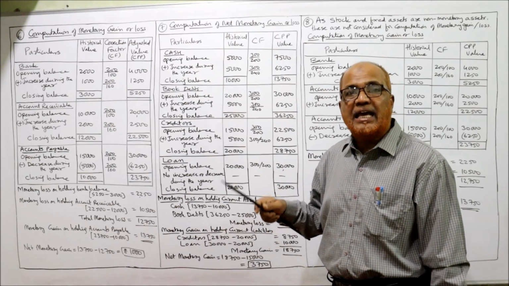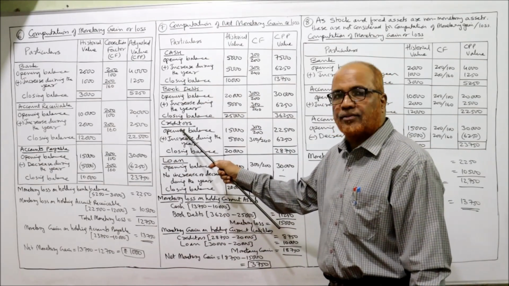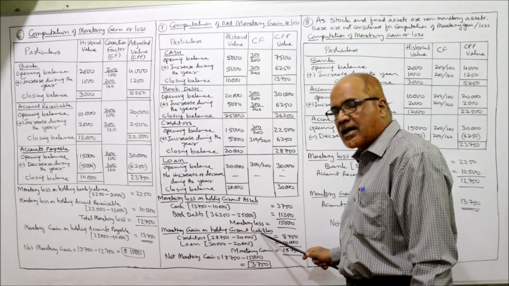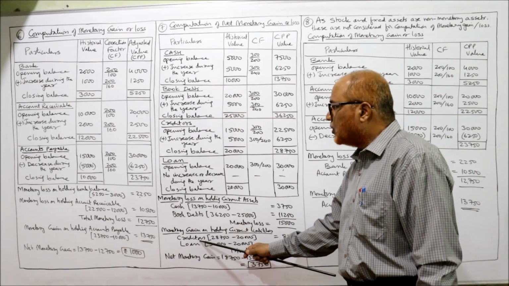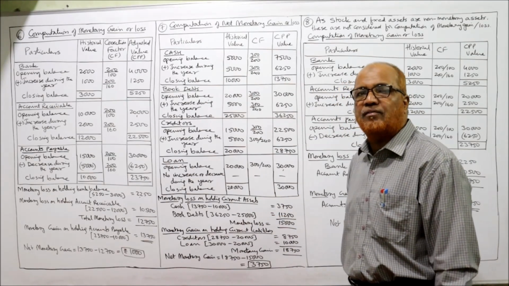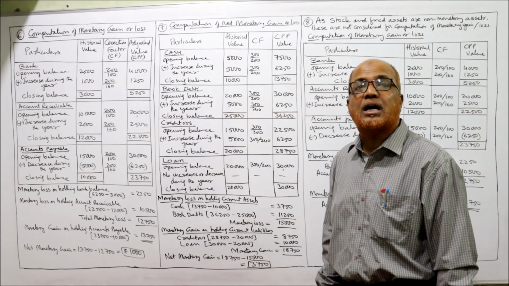So how much is the gain on holding creditors? So here monetary gain on holding current liabilities. Current liabilities are creditors. So how much is the gain? 28,750 minus 20,000. 8,750 is the gain on holding creditors.